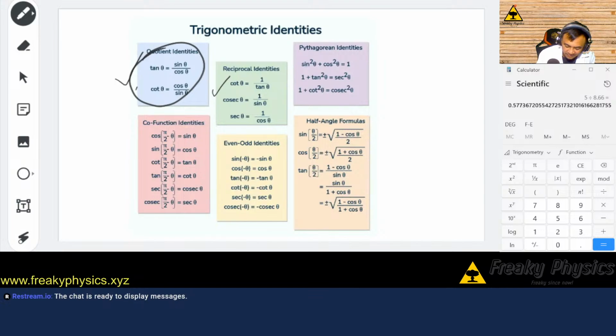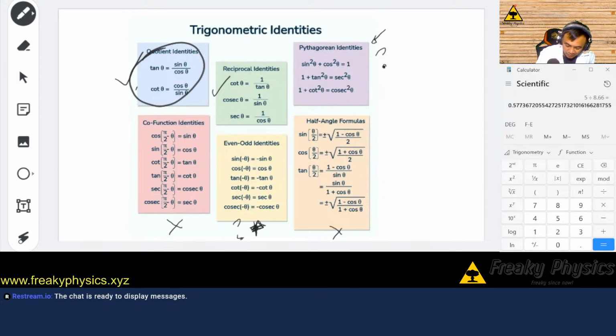But have you learned that one? I think maybe the even-odd identities. Maybe even on this one. I don't know. I think maybe, but I don't really think so. So the co-function definitely not yet, right? Half angle not yet, right? I'm gonna guess that Pythagorean identities is a maybe. Okay, so we'll go straight to this one.